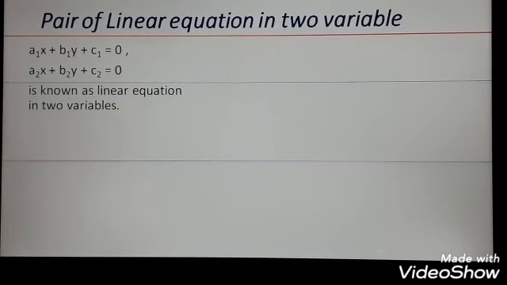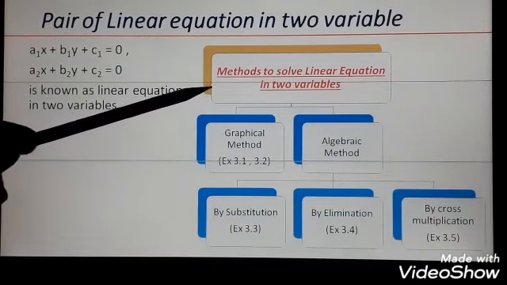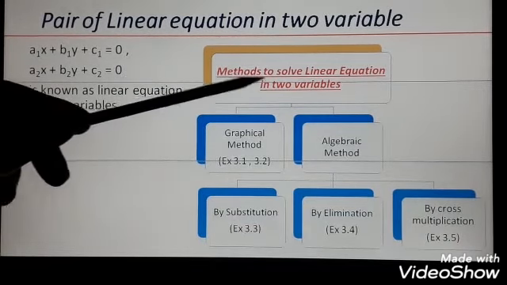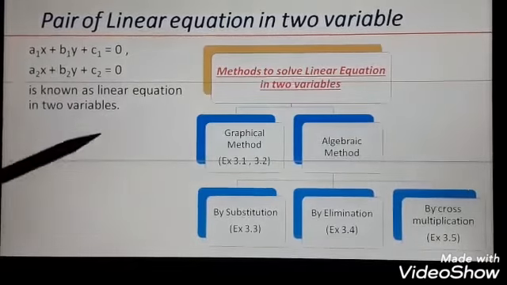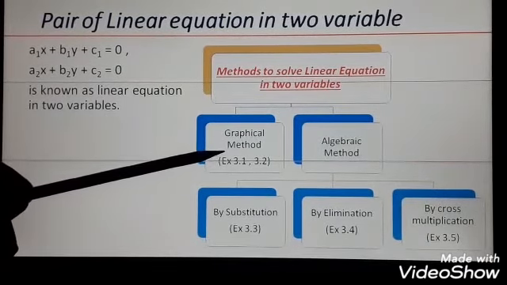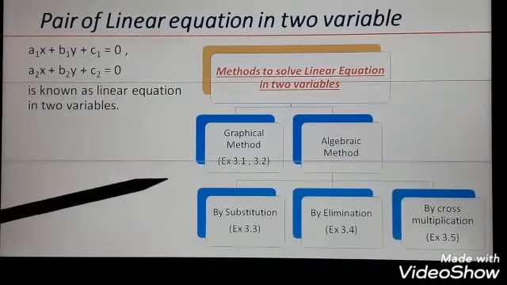Now let's understand the layout of the chapter, what we are going to study here in class 10th, with the help of a flowchart. We are going to study about the methods to solve linear equations in two variables. Two basic methods are there. One is graphical method. On graphical method, exercise 3.1 and 3.2 are based.